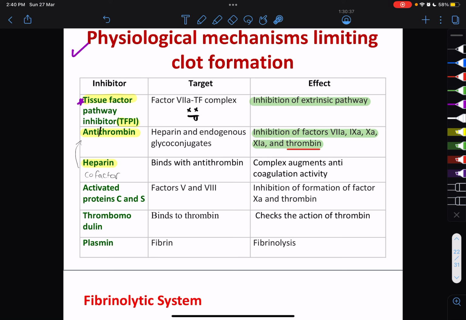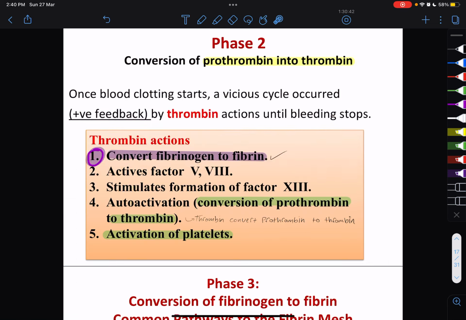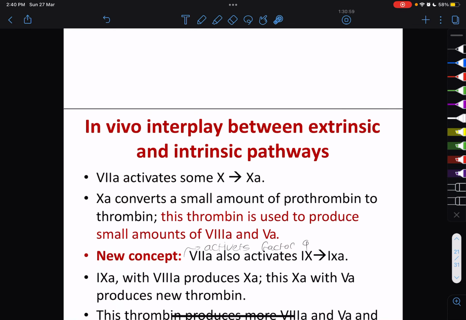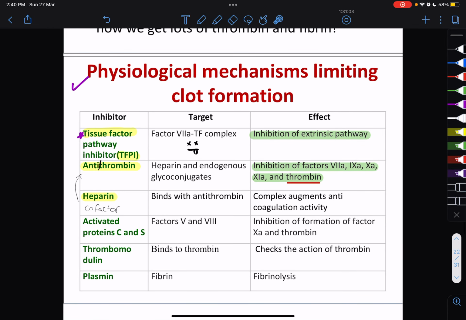So are they mainly working on the intrinsic pathway or the extrinsic pathway? Intrinsic? Factor 8 is from the intrinsic. Where is 5? That is in the common pathway, not in the extrinsic or intrinsic. This one is from intrinsic and this one is from the common pathway, right? Remember, very good. Thank you.